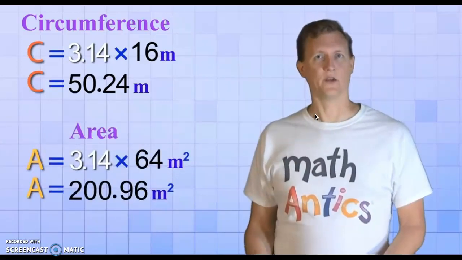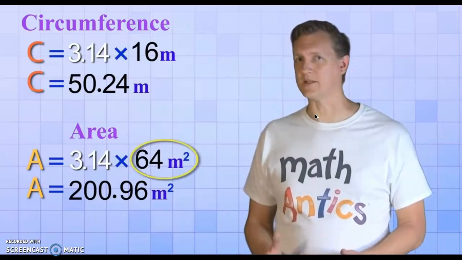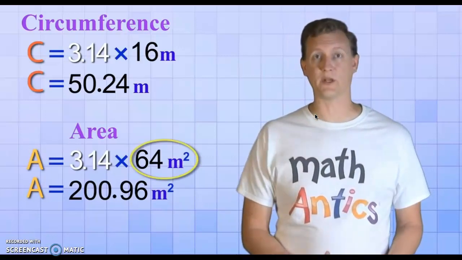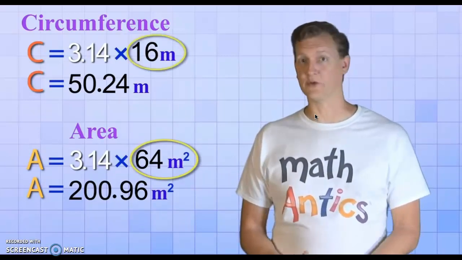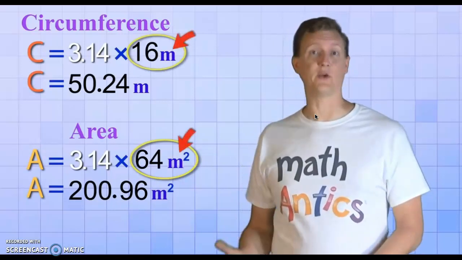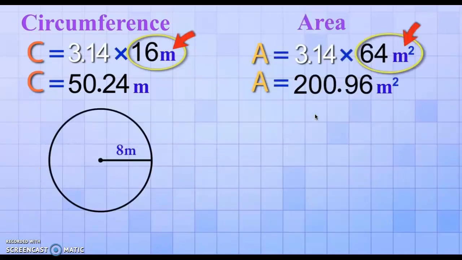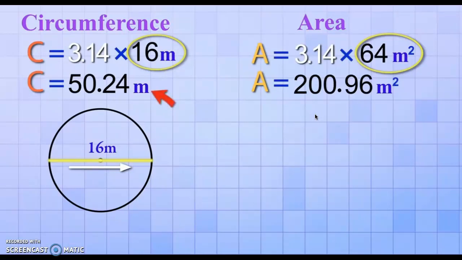As you can see, the result we get when we square the radius is very different from the result we get when we double it. And one of the most important differences is with the units of our answer. Doubling the radius just gives us the diameter, which is a one-dimensional quantity. So the answer we get from our formula for circumference is also a one-dimensional quantity.